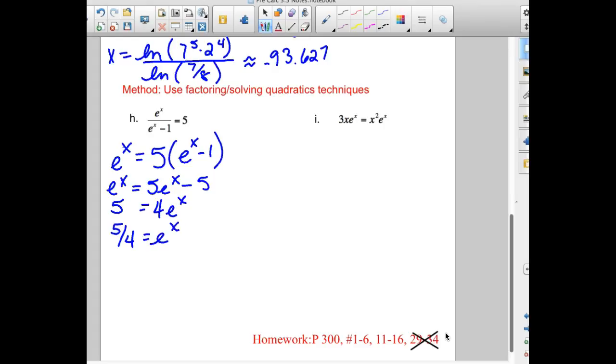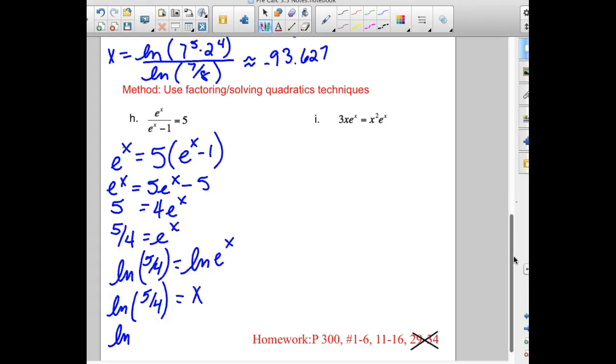And then I can take the log of both sides, and since I have a base of e, I'm going to use natural log. So the natural log of 5/4 equals the natural log of e to the x, but that just simplifies to be x. So my solution is the natural log of 5/4. And again, I'm okay with you leaving it that way. You can expand it and write it as the natural log of 5 minus the natural log of 4. Again, if it was a multiple choice question, be willing to take either of those answers.